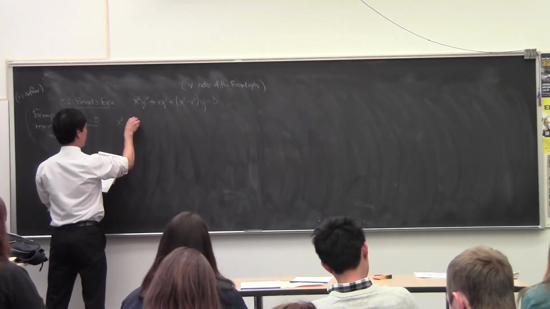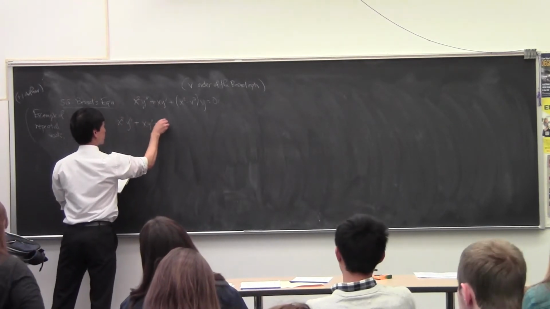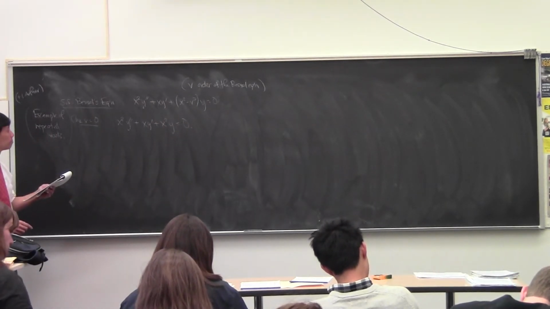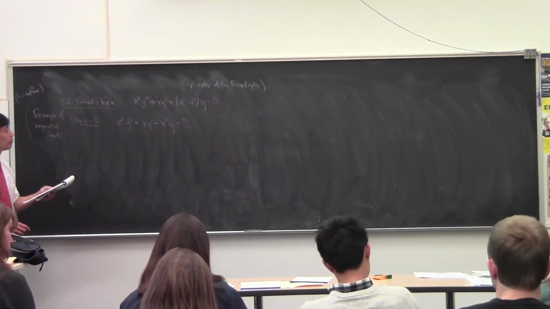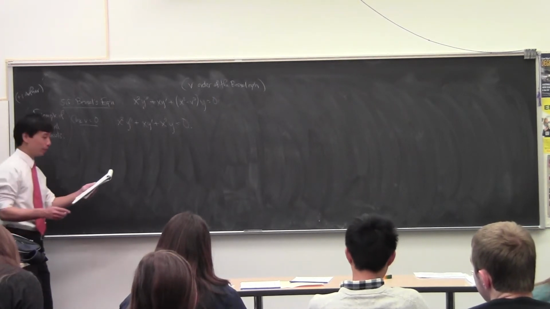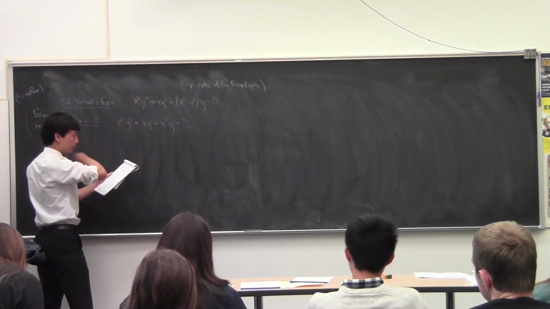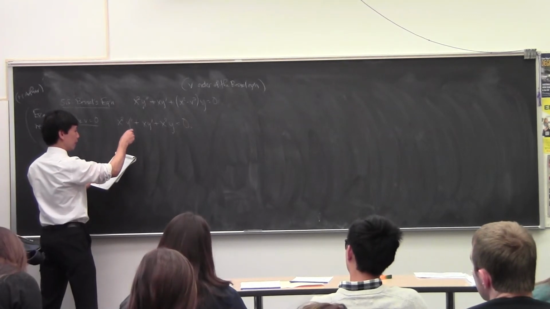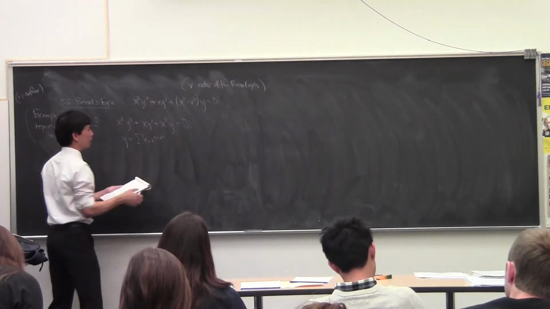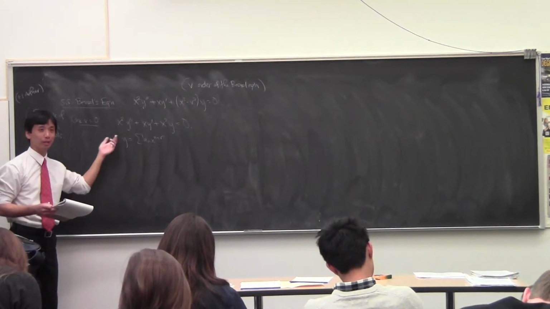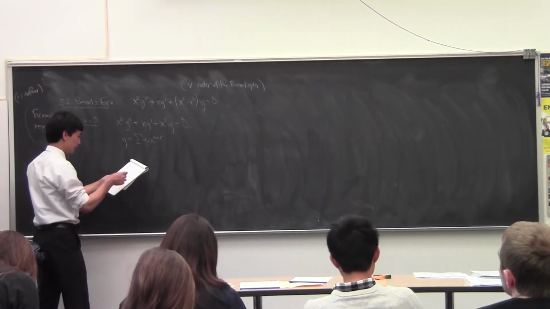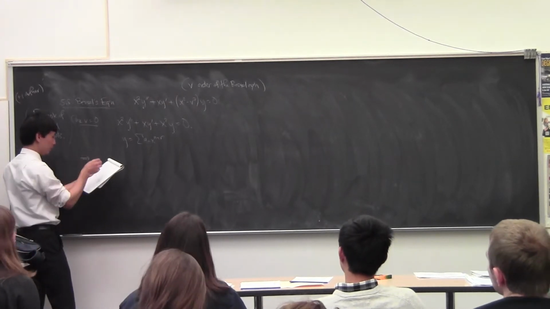x squared y double prime plus x y prime plus x squared y is equal to 0. Okay, and as usual, you can start off by letting y equal this, and then going through. And let's not do that, I'm just going to give you what you get out.